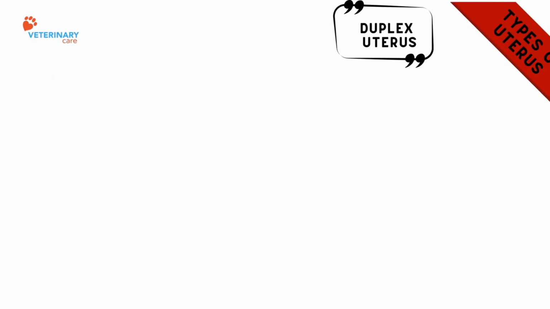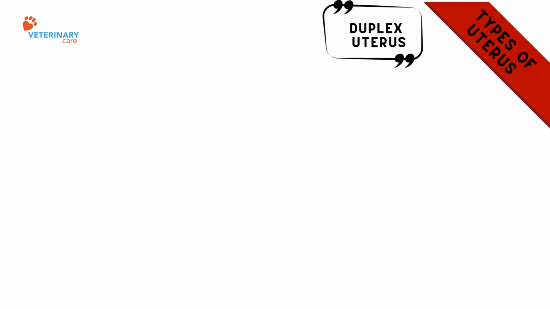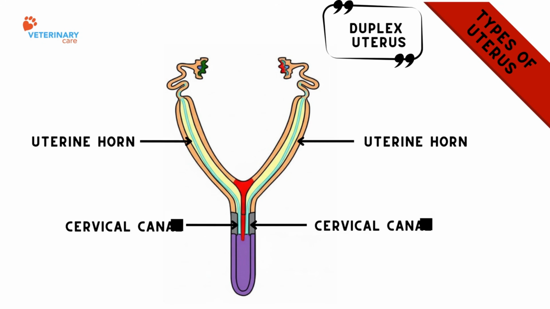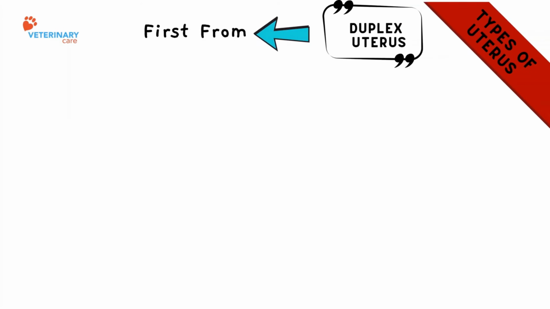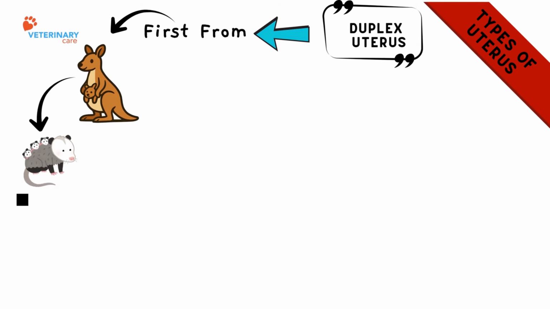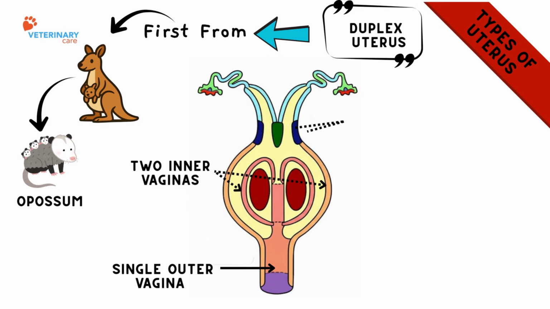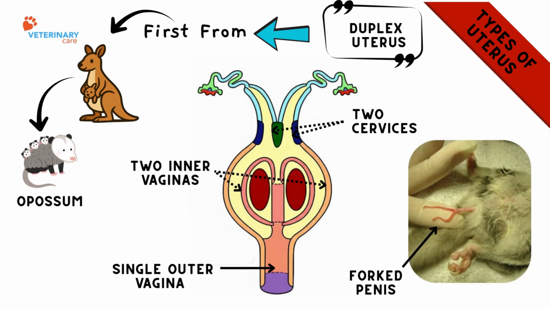Next, we have the duplex uterus. This type of uterus has 2 separate uterine horns, each with its own cervical canal. There are 2 forms of the duplex uterus. The first is found in marsupials like the opossum. In this case, the female has a single vaginal opening to the outside, but internally, the tract splits into 2 vaginas and 2 cervices. Interestingly, male possums have a forked penis, which allows them to deposit semen into both sides of the reproductive tract at the same time.